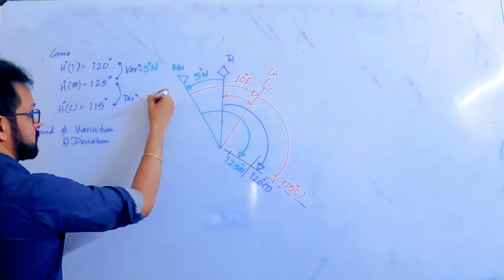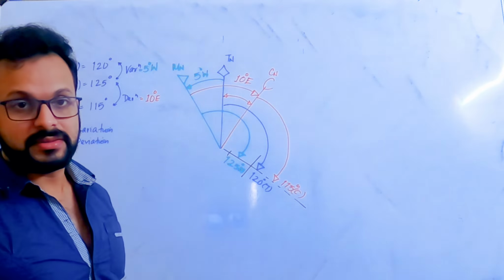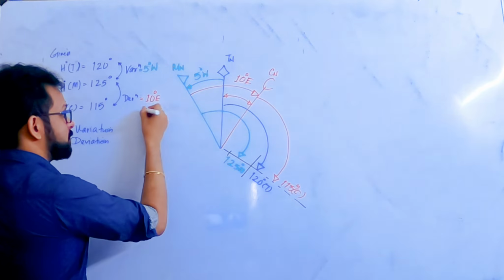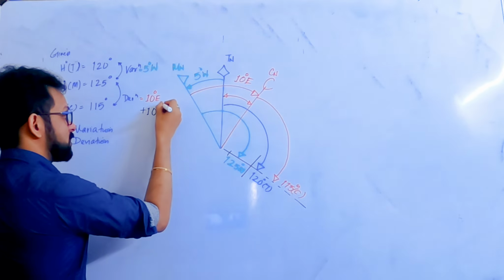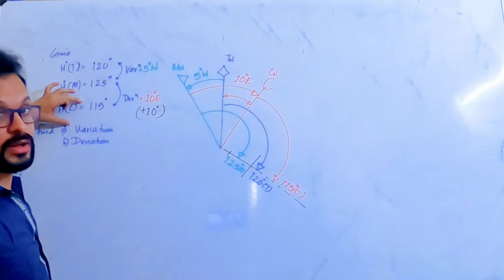Variation is 10 degrees east. Sorry, deviation is 10 degrees east. Or else we can also say plus 10 degrees. Or, very good, you can say it is plus 10 degrees. Now what you have to understand here is, this plus is always applied to the compass heading.